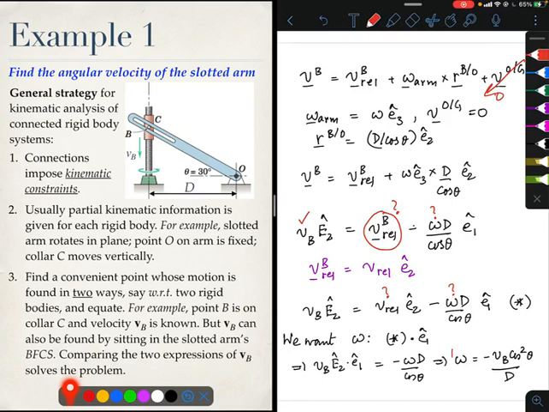There, I have solved the problem. I know VB, I know D, and theta is given to be 30 degrees. So over here, cosine square theta will be 3 over 4. So that's my answer. I mentioned at the beginning of the problem that omega may change, and indeed as theta changes, omega will change even if the point B or the collar C comes down at a constant speed. The angular velocity of the slotted arm will change with theta. So that's the answer. Let's move on to another example.